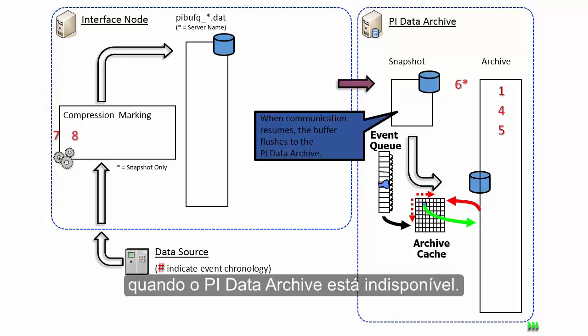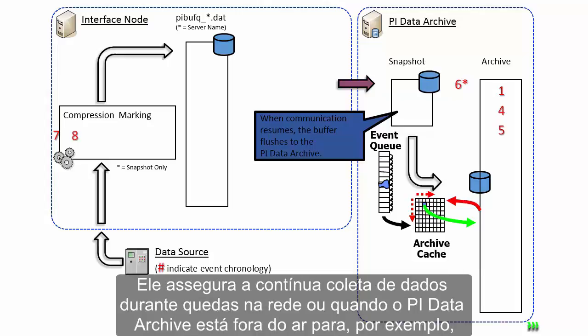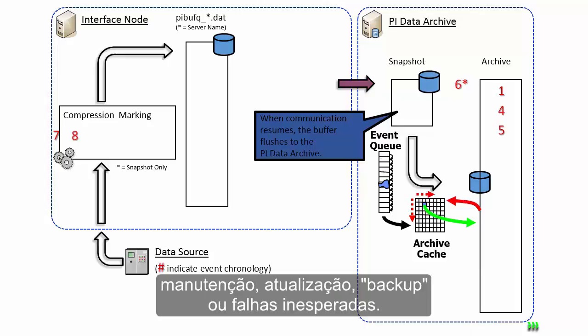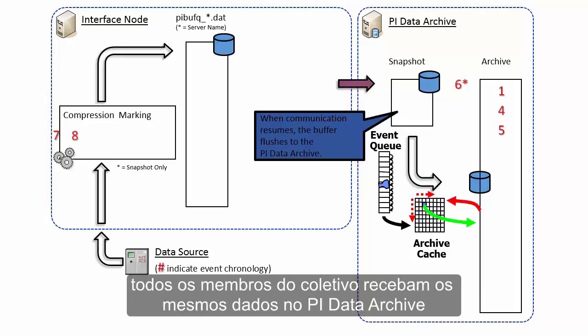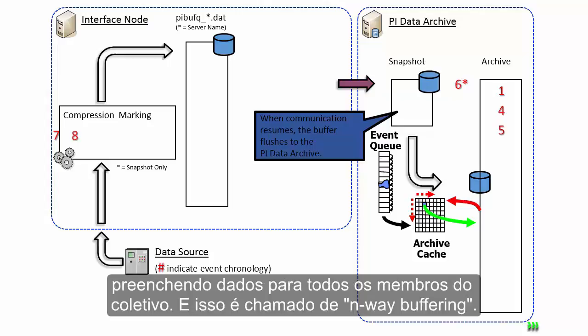To summarize, the PyBuffer subsystem basically protects against data loss at the PyInterface when the PyData archive is unavailable. It allows continuous collection of data during network outages or when the PyData archive is down, say for maintenance, upgrades, backups, or unexpected failures. And finally, it ensures data integrity, ensuring that all members of the collective receive the same data on the PyData archive collectives by fanning data to all collective members. This is called n-way buffering.